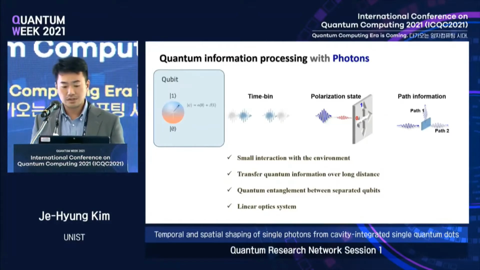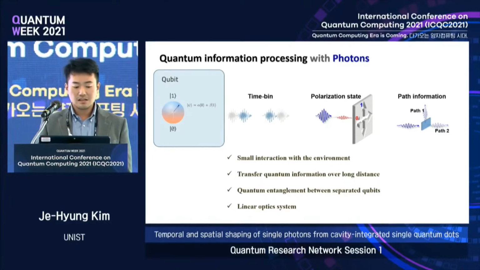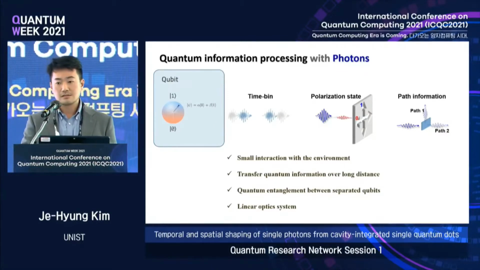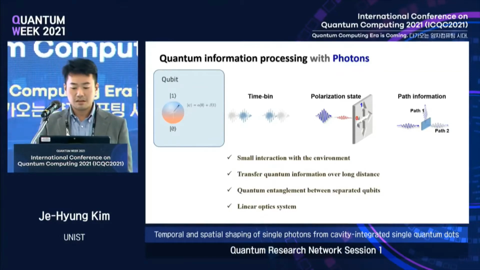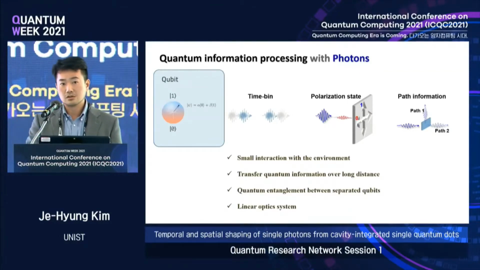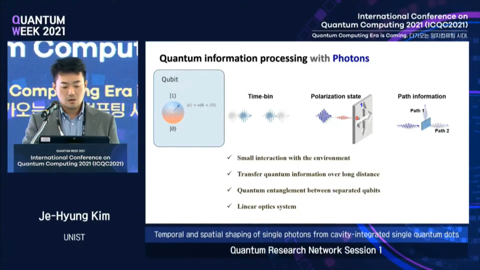I want to start with photon-based quantum information processing. Photons provide an important carrier for quantum information processing, and can generate quantum bits based on their many degrees of freedom, such as time bin, polarization, and path information. Also, you can use orbital angular momentum or the spatial mode. And the photon has many advantages over other qubits.